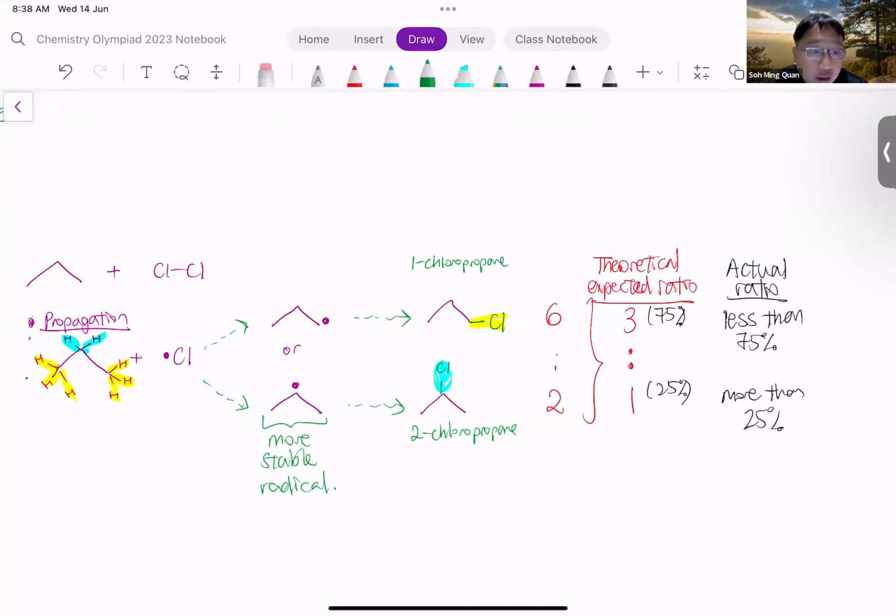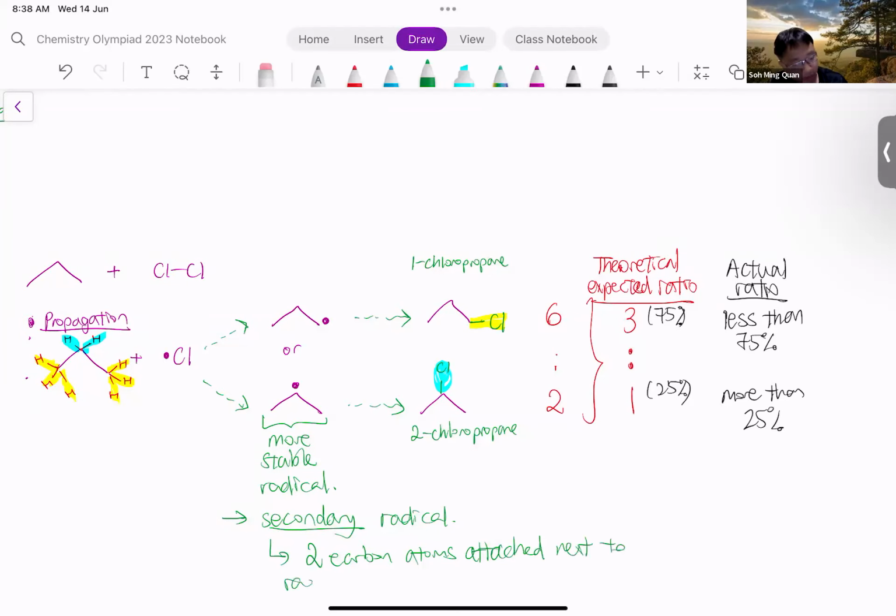Perhaps when the radical occurs on the center carbon atom, it is more stable. This is more stable because it is a secondary radical. Why is it secondary? It has 2 carbon atoms attached next to the radical, right? There are 2 carbon atoms next to the radical. So a secondary radical is more stable than a primary radical.